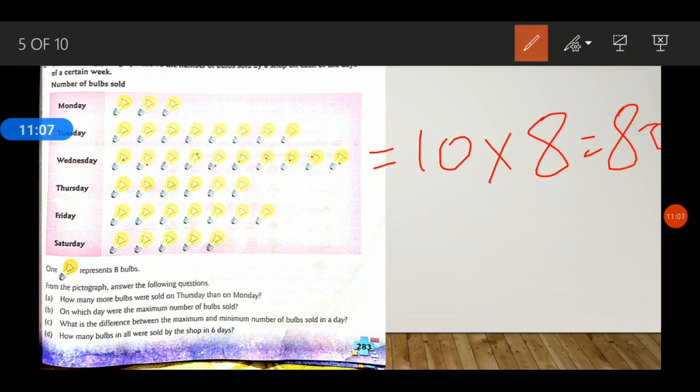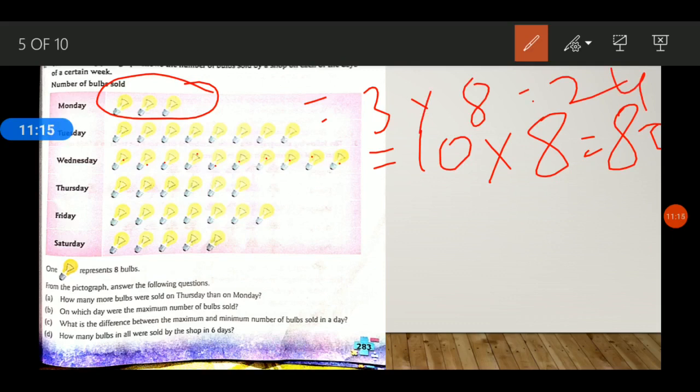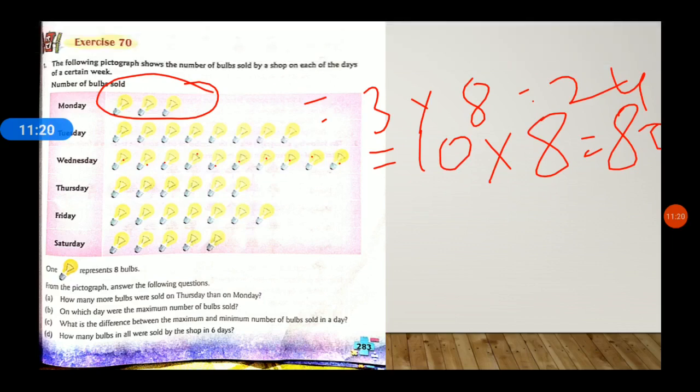And the minimum bulbs, you can see 3 pictures is the minimum. So 3 into 8, that is 24. So minimum bulbs were sold on Monday, that is 24. And on Wednesday, maximum bulbs were sold, that is 80.